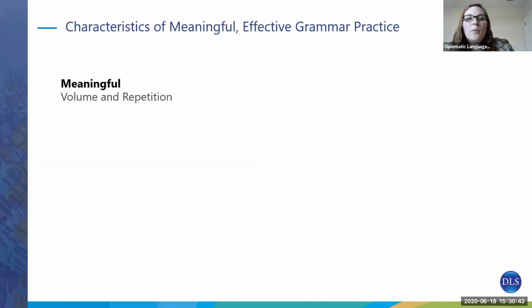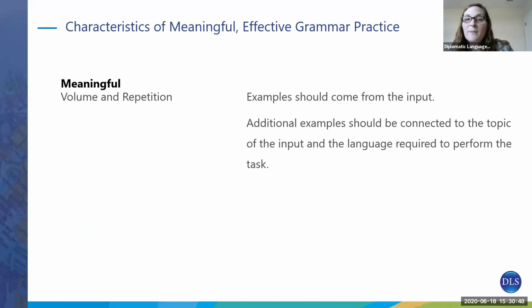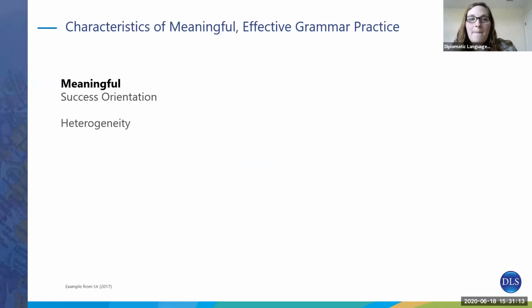Okay, so with meaningful volume and repetition, again, the example should come from the input, and maybe the student is going to need more examples than only what is in the input. So additional examples should be connected to the topic of the input, and also the language required to perform the task. So there should be a connection between the input and the task, and the grammar examples should all kind of align with that.